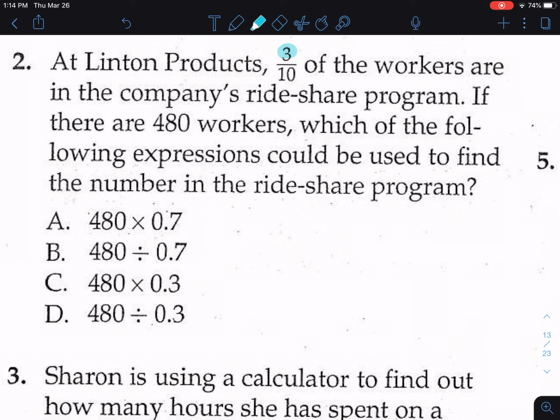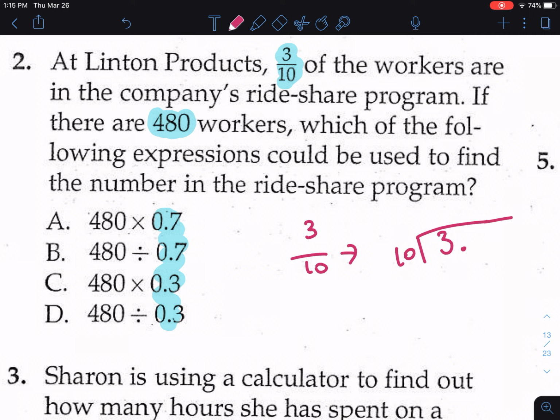So it says 3/10 of the workers are in the rideshare program, and a total of 480 workers work for Linton Productions. So, oh yes, look. This is a decimal, and they gave us a fraction. The first thing is we need to convert that 3/10 to a decimal. Now remember, there are two ways that we can do this. Just plug it into my calculator, into the fraction button, and then hit enter side to side, and it'll convert it for us. Or this is 3 divided by 10.